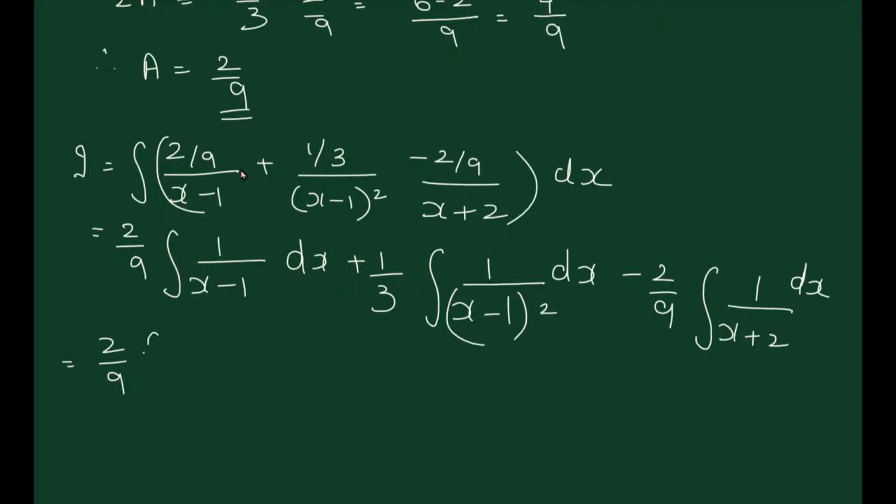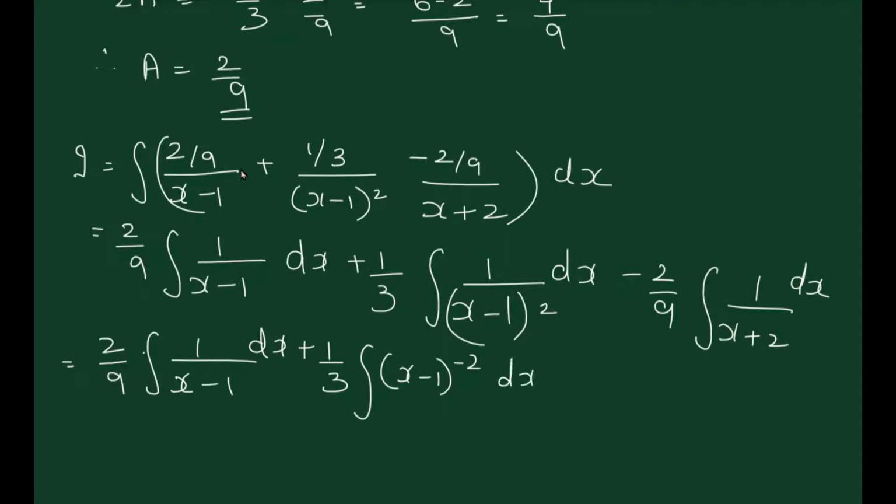Okay, let us write one more step over here before solving it. Let me write the first term as it is plus 1 upon 3. Now the second term, just for the sake of solving, we can bring x minus 1 the whole square in the numerator. So it becomes x minus 1 raised to minus 2 dx. Okay, and the last term remains as it is.